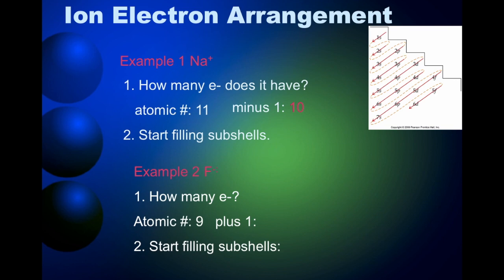Now that we have the 10 electrons, we're going to start filling subshells. And this is what we end up with: 1s2, 2s2, 2p6 is the electron configuration.